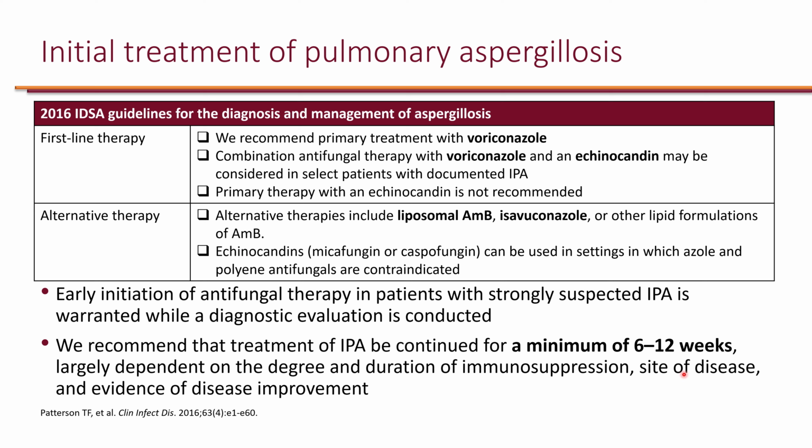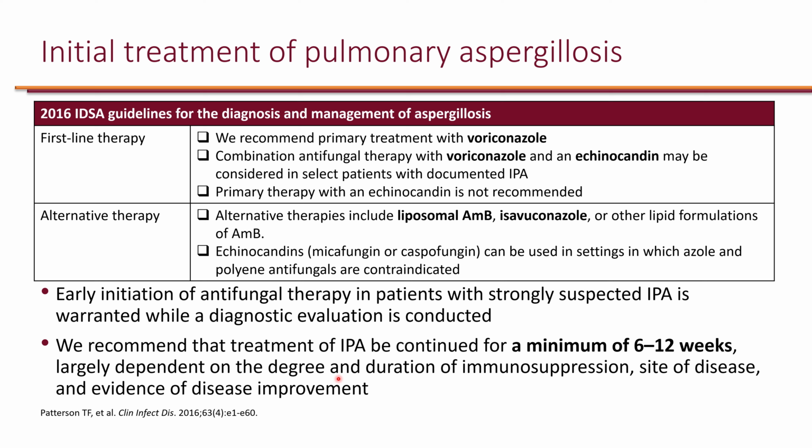Now, early initiation of antifungal therapy is warranted when invasive pulmonary aspergillosis is strongly suspected. Duration of therapy is recommended to be a minimum of 6 to 12 weeks. And it largely depends on the degree and duration of immunosuppression, site of disease, and evidence of disease improvement. The evidence of improvement is essentially like galactomannan monitoring.